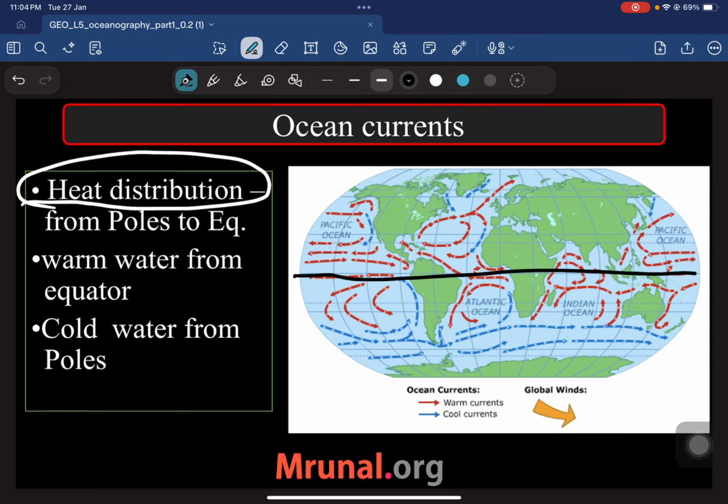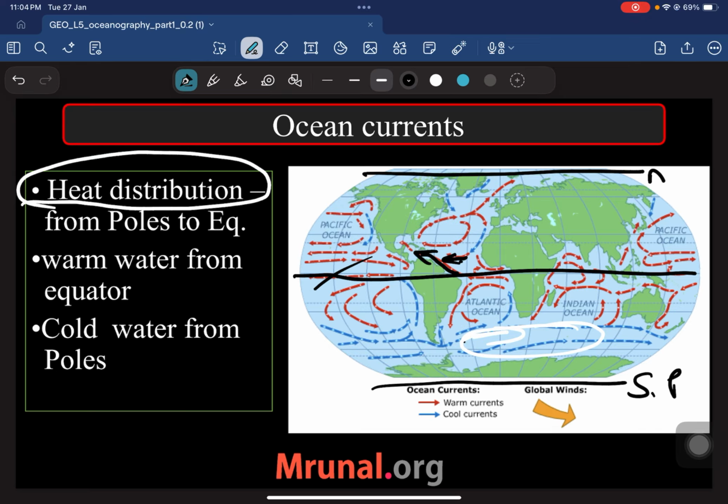For example, this is the equator, this is the north pole, this is the south pole. The sun rays' intensity is more at the equator, right? It means here, the red color currents you are seeing are heated currents. The blue color currents you are seeing here are cold currents. These cold currents from the south pole and north pole will move from the poles to the equator, and these red color currents, the hot currents, will move from the equator to the north pole and south pole. By this, heat will be distributed equally around the earth.